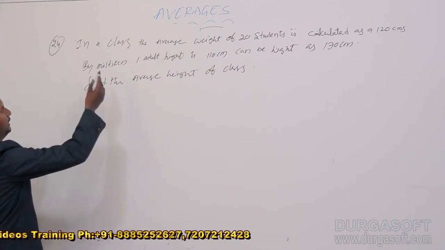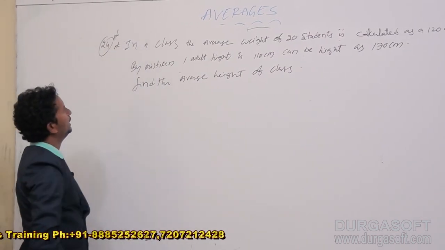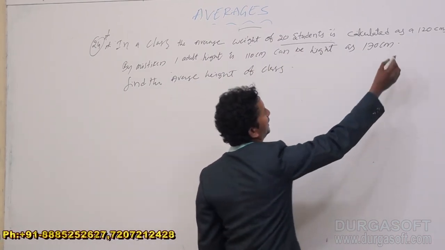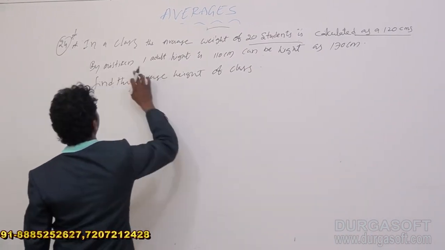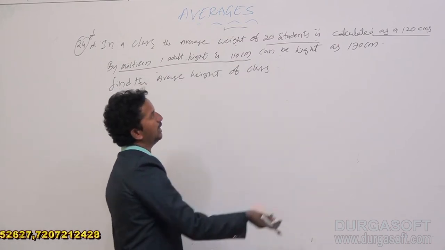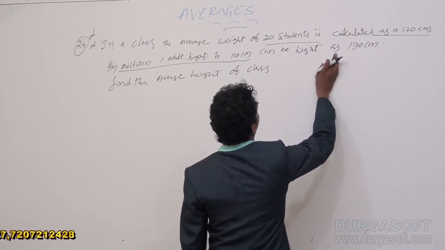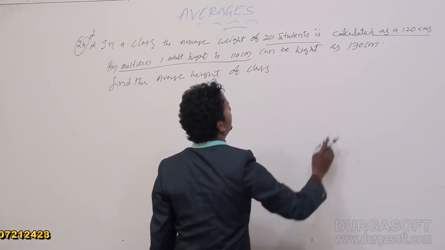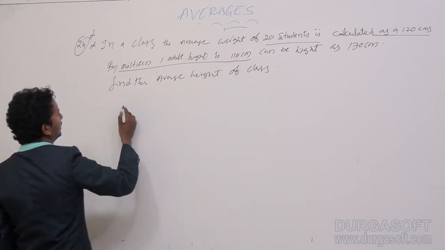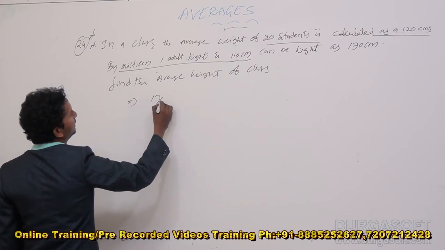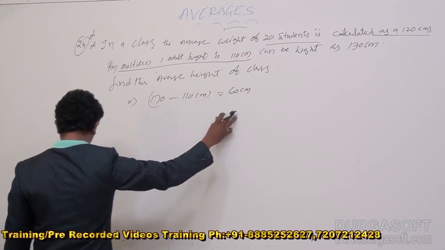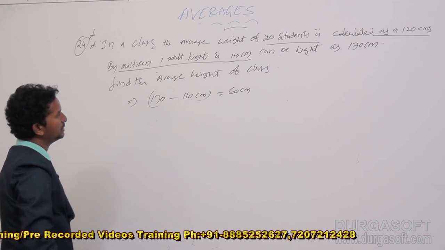Again, in a class the average height of 20 students is calculated as 120 centimeters. By mistake, one student's height of 110 centimeters was taken as 170 centimeters. So 170 instead of 110 was taken. The actual difference is 170 centimeters minus 110 centimeters, so 60 centimeters was the mistake.